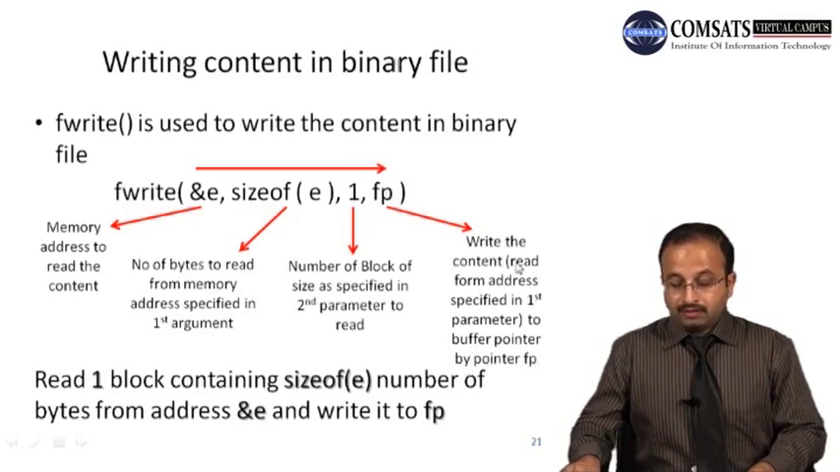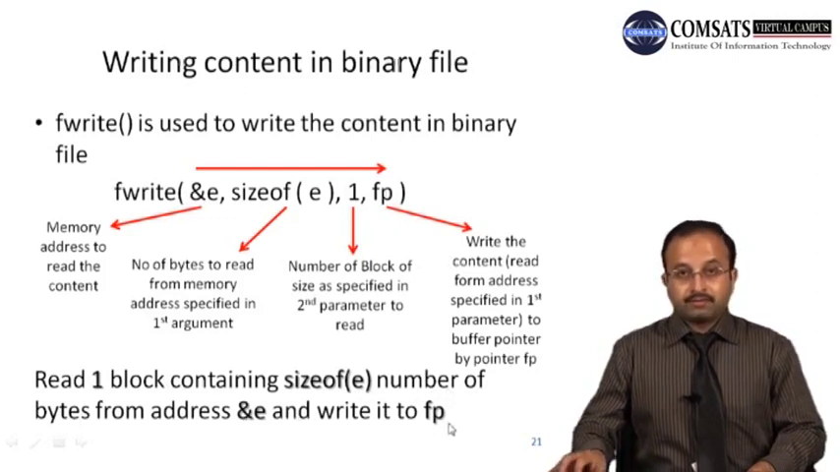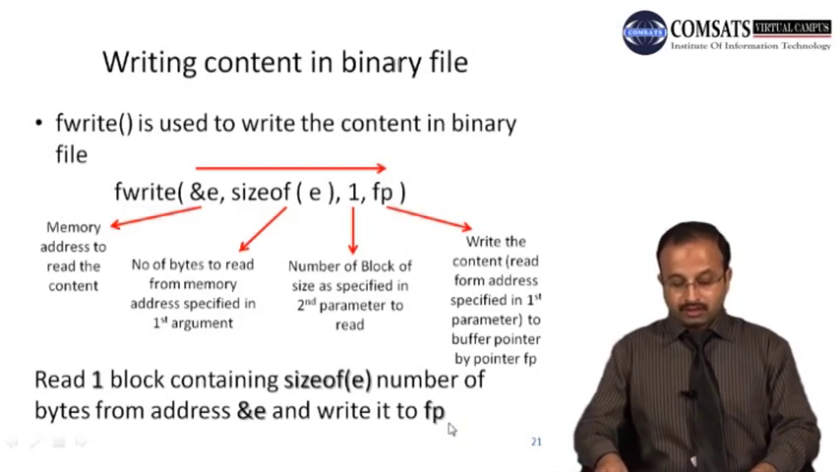So write the content that is read from the address specified in the first parameter. So यहाँ से जो content आपने read किए हैं, इतने bytes और इतने bytes की इतने blocks you have to write in fp. So you read from here size of number of bytes, one block, and write it in fp. So read one block containing size of e number of bytes from the address of e and write it in fp. So you can spell out like this as well.